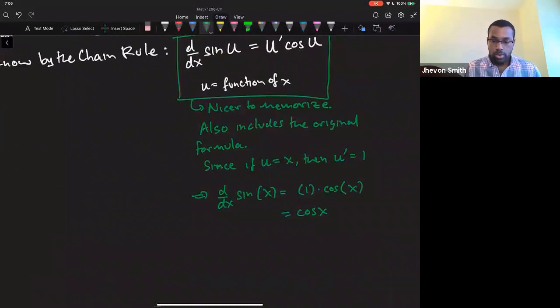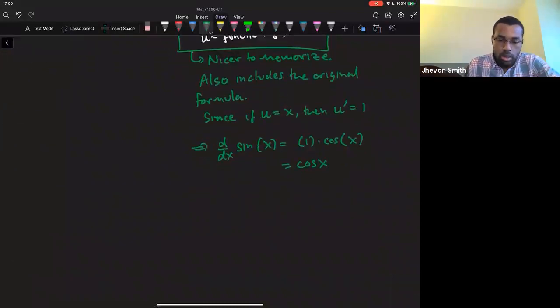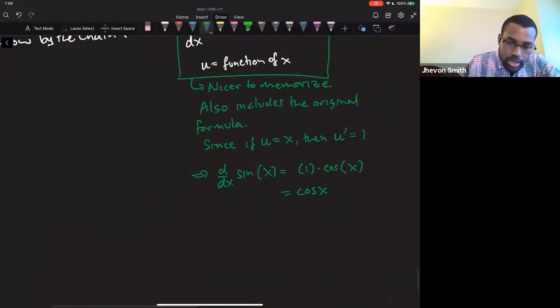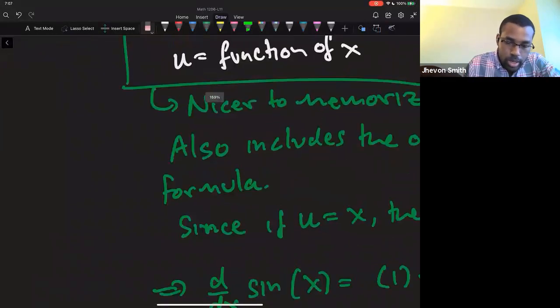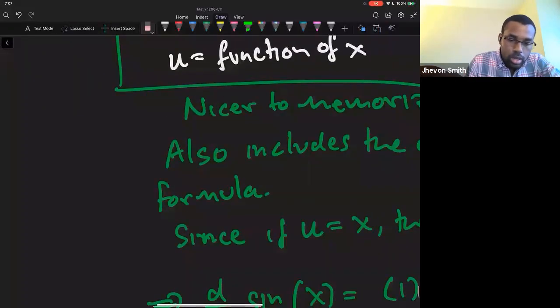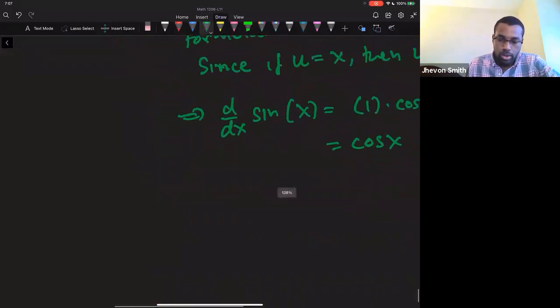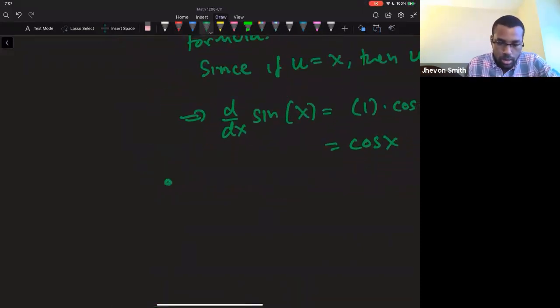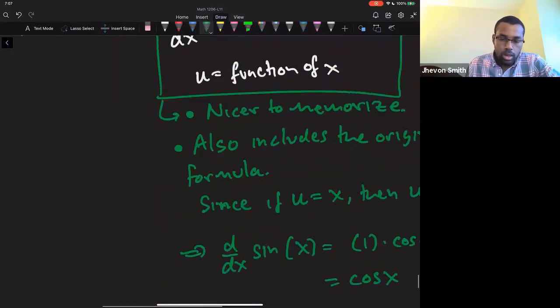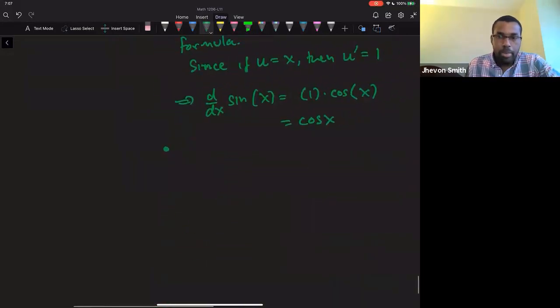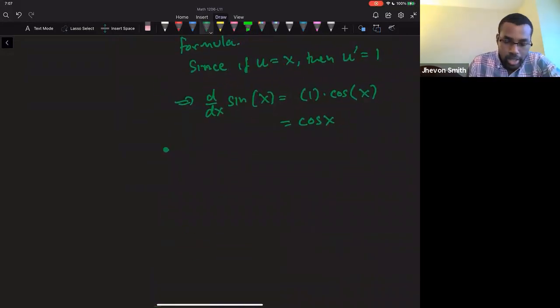So that's the chain rule for you. And so it's nicer to memorize. You have a lot of nice things from here, the chain rule. 1, I think it's nicer to memorize this because you get more bang for your buck. 2, it will automatically include the original formulas that I derived for you. And 3, this is not like a benefit, but this is kind of like a recommendation.